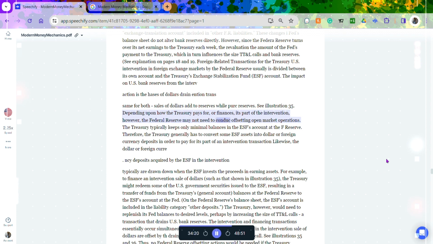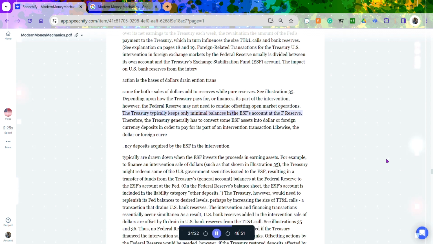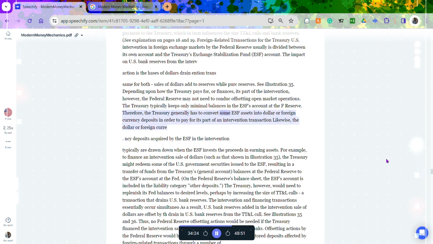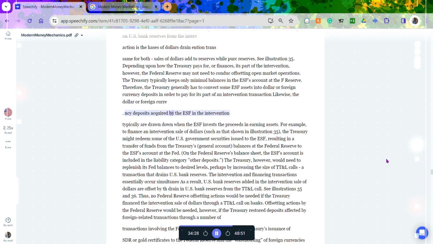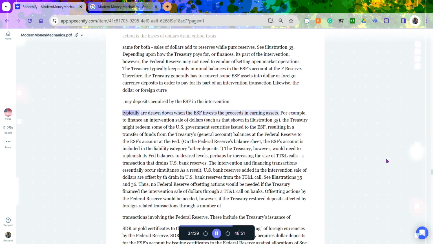Reserve may not need to conduct offsetting open market operations. The Treasury typically keeps only minimal balances in the ESF's account at the Federal Reserve. Therefore, the Treasury generally has to convert some ESF assets into dollar or foreign currency deposits in order to pay for its part of an intervention transaction. Likewise, the dollar or foreign currency deposits acquired by the ESF in the intervention typically are drawn down when the ESF invests the proceeds in earning assets.